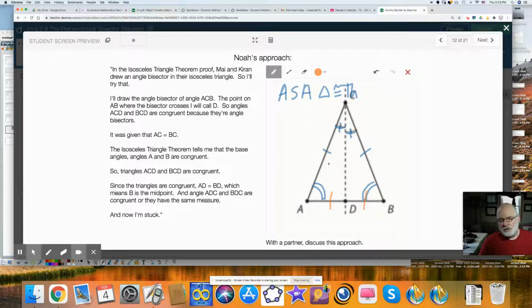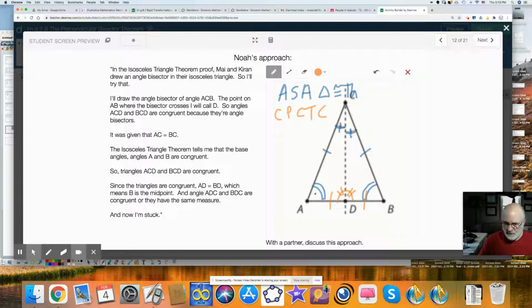After I use the shortcut, ASA, angle side angle, to prove the triangles are congruent, then I can show that all of the remaining parts that I didn't use to prove they are congruent, the corresponding parts of the congruent triangles, are congruent. So yeah, these are congruent because the corresponding angles are congruent. He also says that angle ADC and these two angles are congruent. This one here is congruent with this one here. And that's true too because of CPCTC.